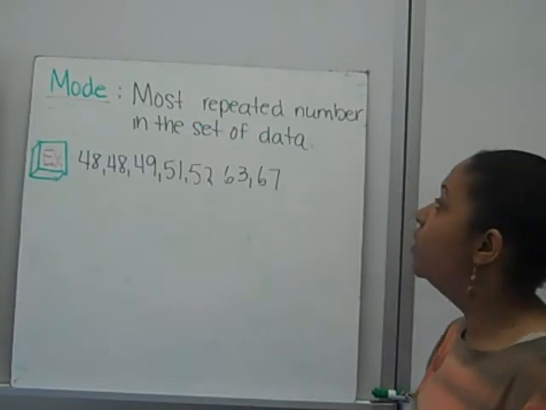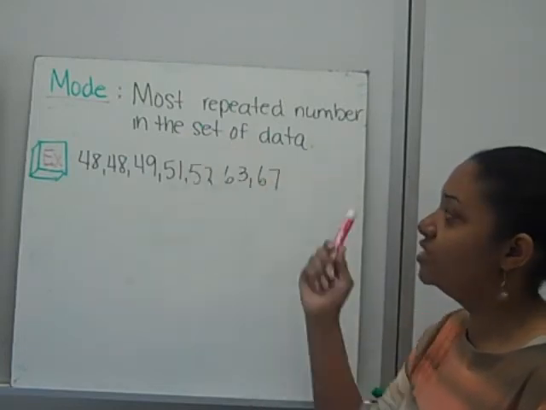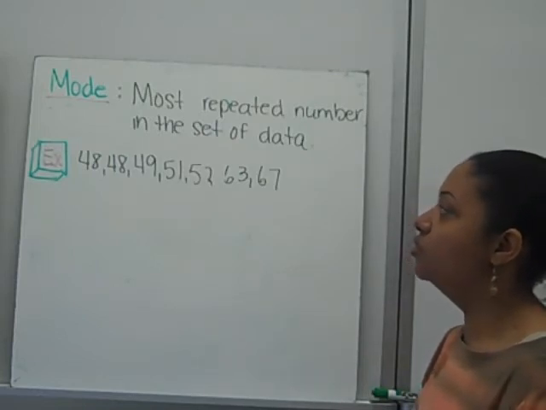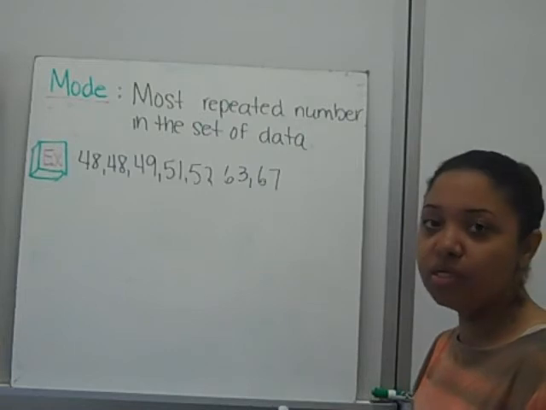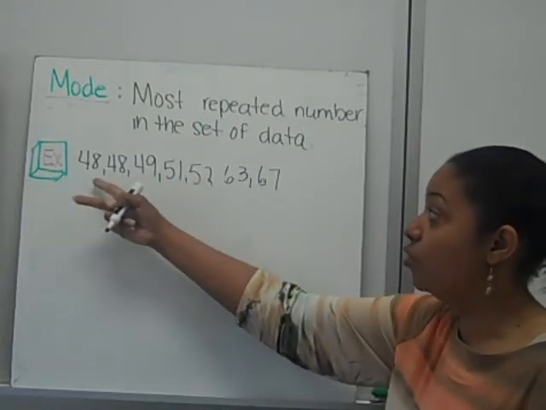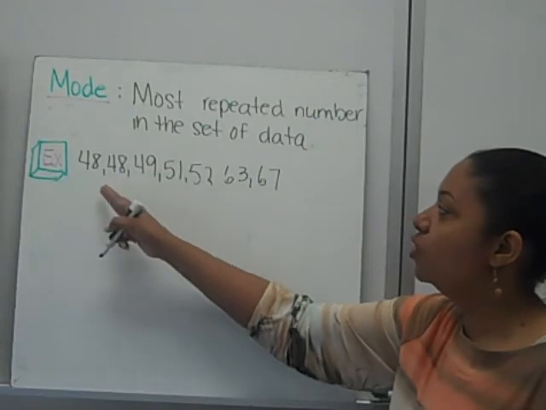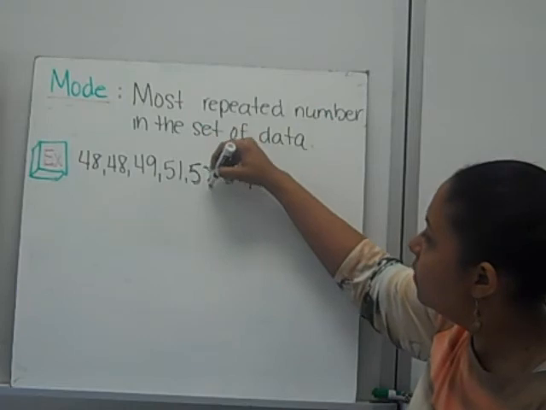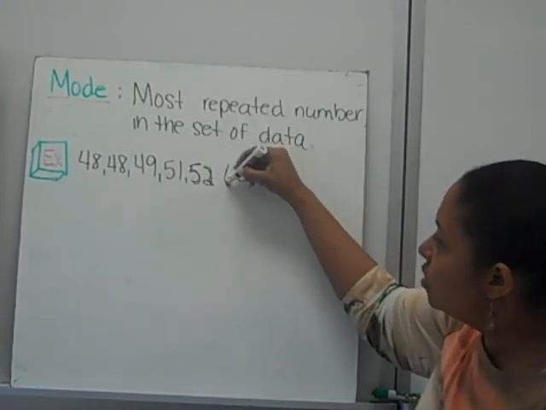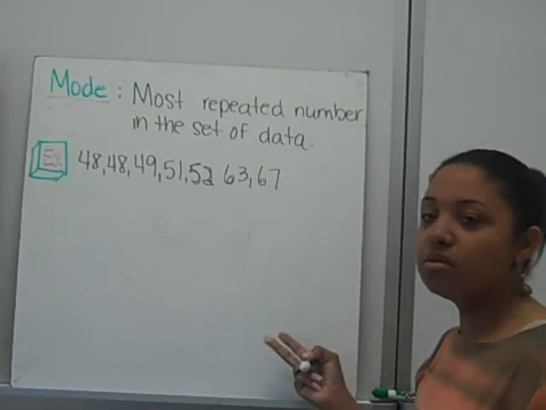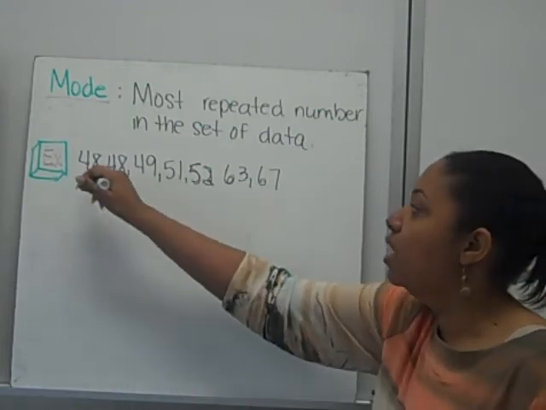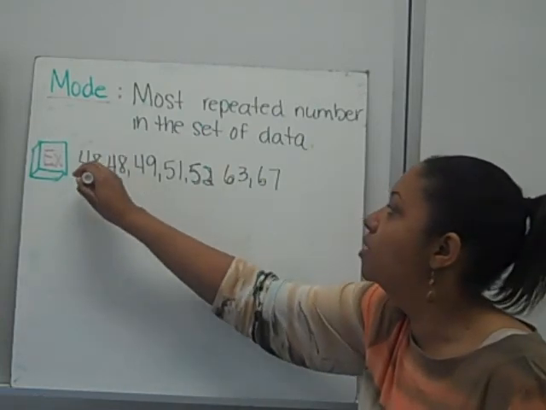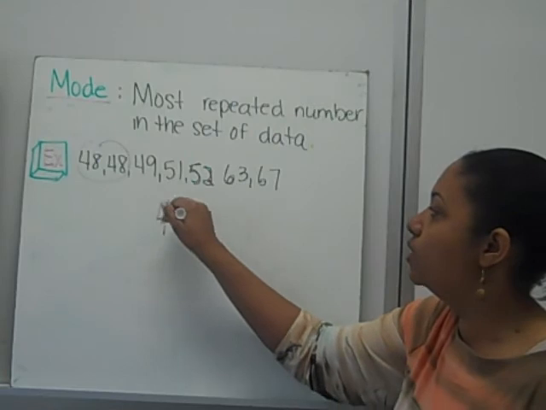Next is your mode. Your mode is the most repeated number in a set of data. So that's pretty self-explanatory. Can't get any simpler than that. So it's your most repeated number. So we're going to use our same set, 48, 48, and I kept them in order, 48, 48, 49. Kind of messed the board up a little bit here. That's 52, and that's 63. And so you can obviously see that 48 is the number that is repeated. So 48 would be the mode.